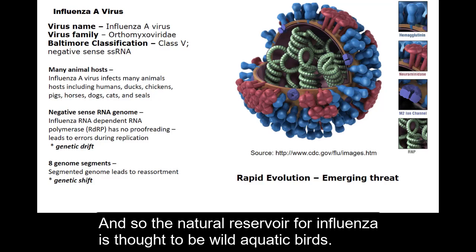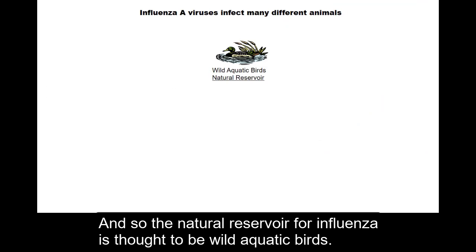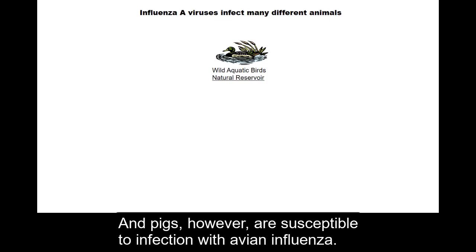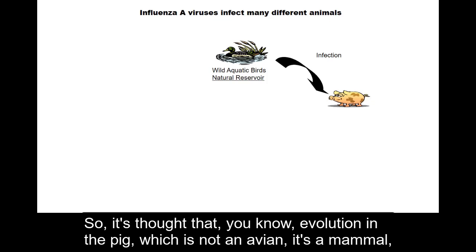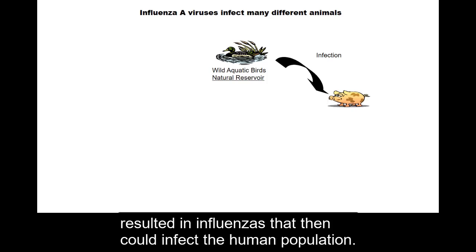shift. And so the natural reservoir for influenza is thought to be wild aquatic birds, and pigs, however, are susceptible to infection with avian influenzas. So it's thought that evolution in the pig, which is not an avian, it's a mammal, resulted in influenzas that then could infect the human population.